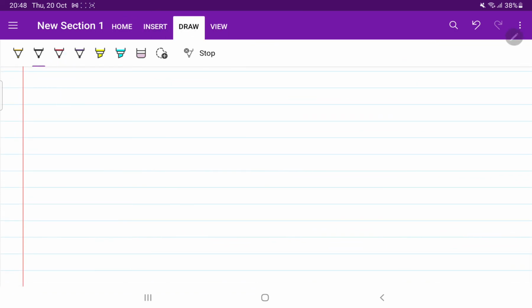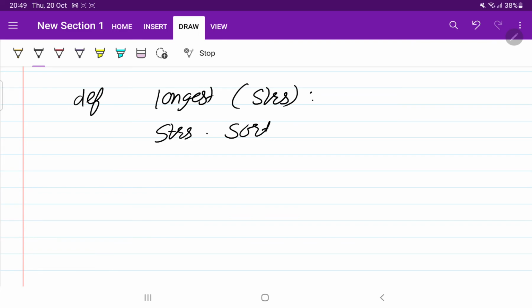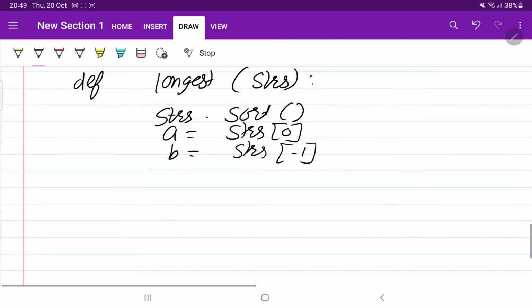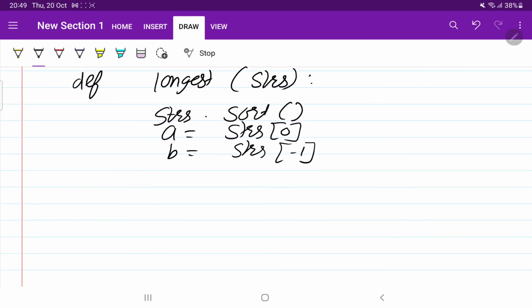Again, first of all, suppose the function name is longest, which is given strs, and first of all we are going to sort it. So strs.sort, this is the inbuilt function in Python. Let's say A is going to be the first string, so strs of 0, and B is going to be the last, so strs of -1. So -1 will take the last element.